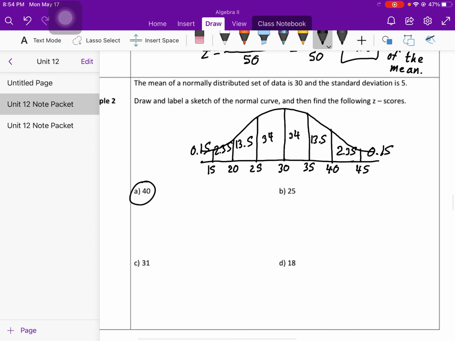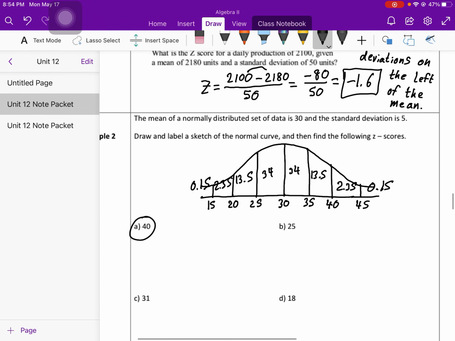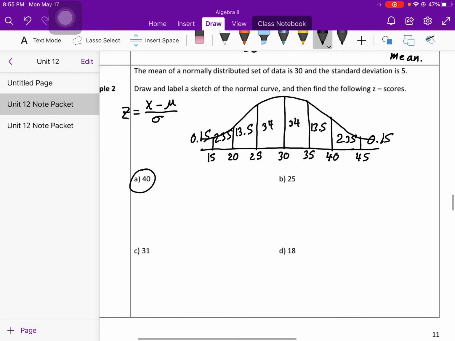All right, now 40 should be jumping out at you. Watch what happens when we use the formula of z equals x minus mu divided by sigma. So I'm just going to write that up here so we remember what that looks like. So the observed number that we're looking at is 40. So it's 40 minus the average, which is 30, divided by sigma is 5. So we get 10 divided by 5, which is 2. So the answer to this first part is 2.